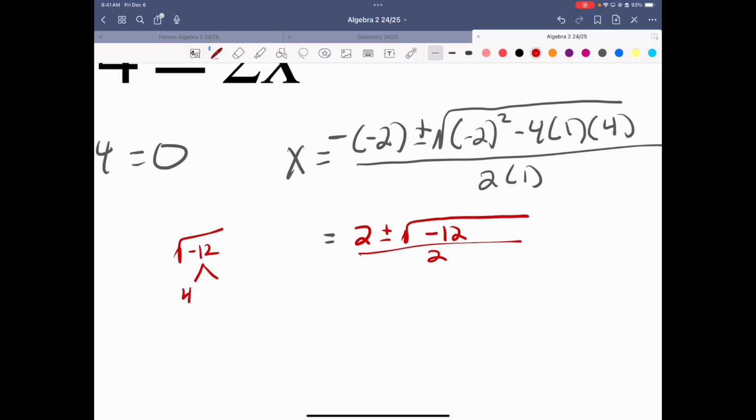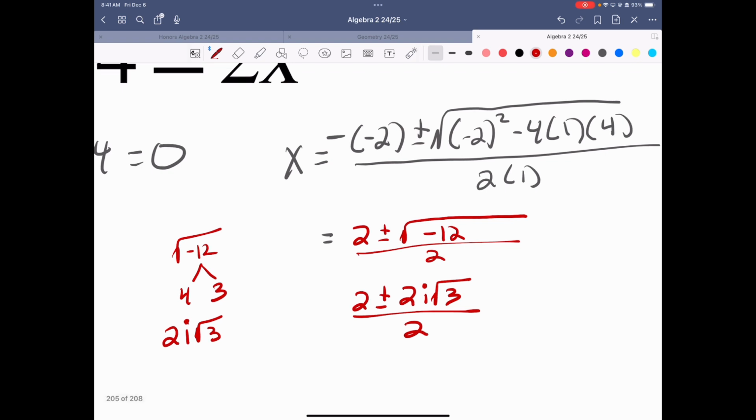Okay, side note, we're going to deal with negative 12 on the side. 12 is 4 times 3. I know the square root of 4 is 2, so this becomes 2i radical 3. So now I've got 2 plus or minus 2i radical 3, all over 2. Notice there are 2's in all of them, so I can just go 1 plus or minus i radical 3.